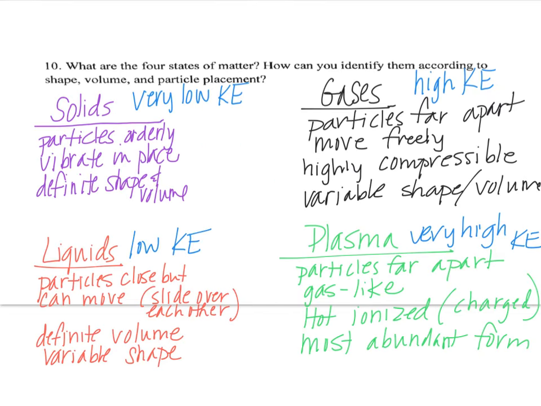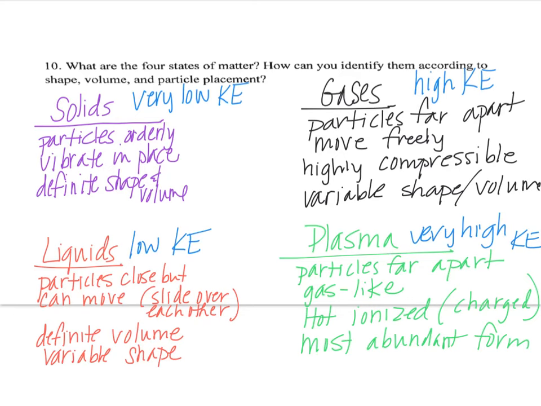So here let's talk about the four states of matter and how we can identify them based on their shape, volume, and particle placement. So let's start with solids. First of all, solids have a very low kinetic energy. Their particles are very orderly. They vibrate in place, so they cannot move around, but they do vibrate in place. And of course, solids have a definite shape and volume.